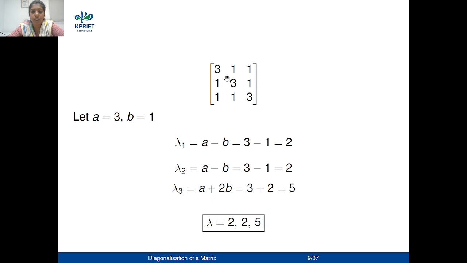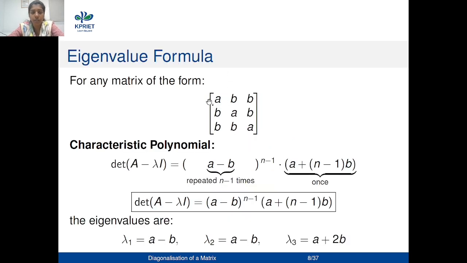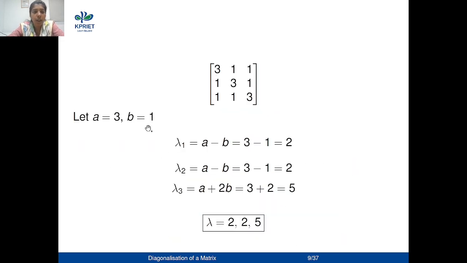So let us take this matrix of order 3 by 3, where the entries are 3, 1, 1, 1, 3, 1, 1, 1, 3. Based upon the previous structure, here the value of A is 3 and the value of B is 1. So I can directly find the eigenvalues. The eigenvalue formula is A minus B, A minus B, A plus 2B. According to this, the eigenvalues are 2, 2 and 5. So the eigenvalue 2 comes 2 times and the eigenvalue 5 comes 1 time. So the arithmetic multiplicity of the eigenvalue 2 is 2 and the arithmetic multiplicity of the eigenvalue 5 is 1.